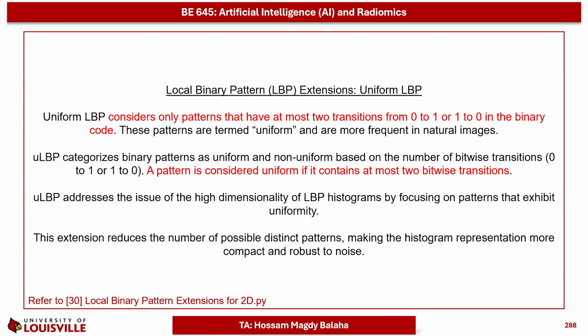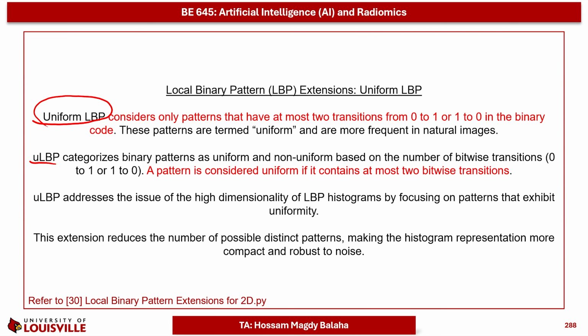As mentioned, the local binary pattern, or the original local binary pattern, is subject to noise, and that is one of its disadvantages. So different extensions and alternatives appear. One of them is called Uniform Local Binary Pattern, in short ULBP. Here we are considering only patterns that have at most 2 transitions, whether from 0 to 1 or 1 to 0, in your binary code.